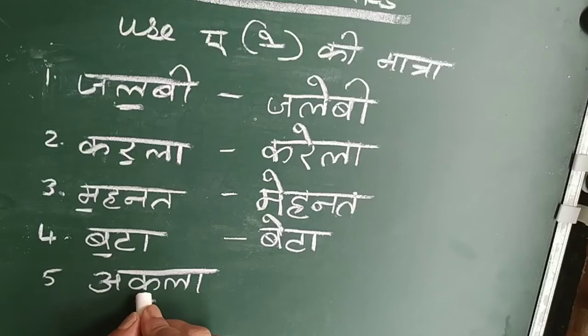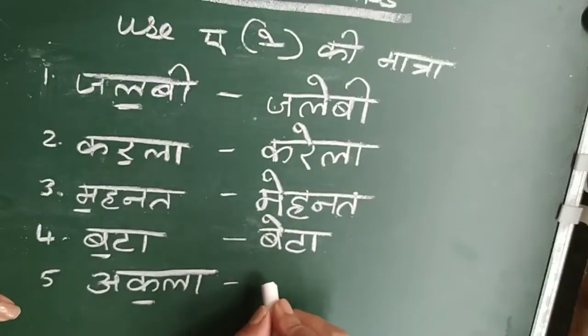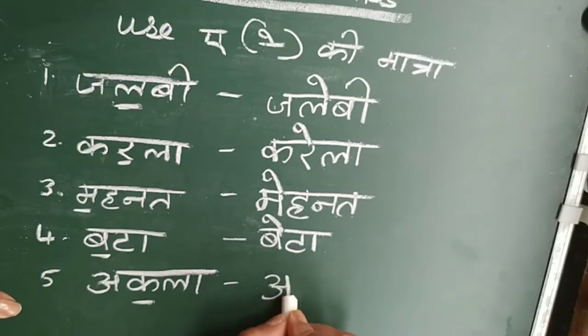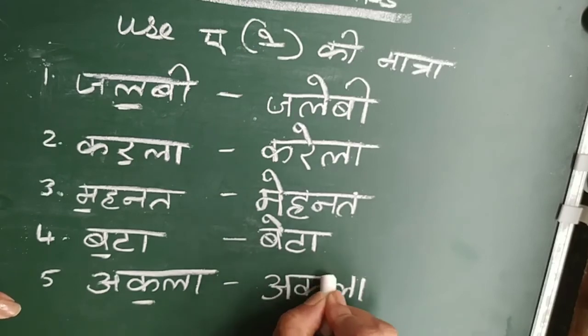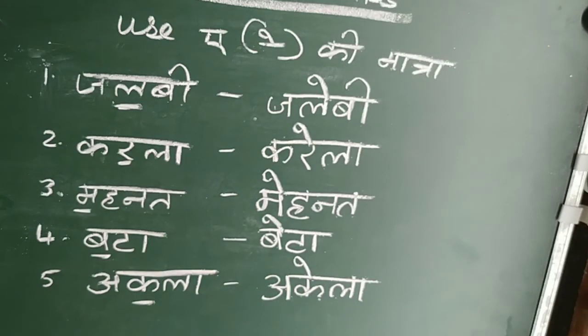Agala. Above the second letter, you have to add the symbol of A. So agala becomes akela. Akela. Read it. Jalebi, Karala, Karela, Mahanath, Mehanath, Bata, Beta, Agala, Akela.